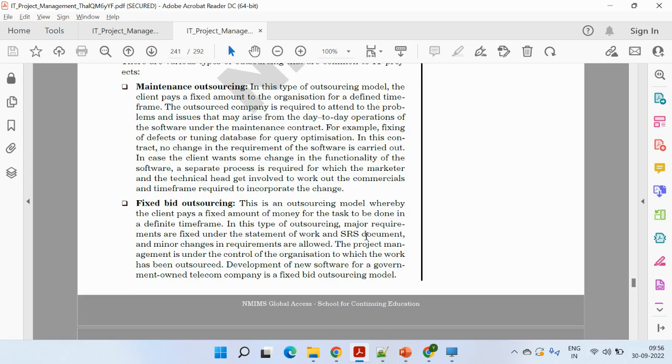Then next is fixed outsourcing. So here again the client pays a fixed amount for any particular task for a particular time frame. Like if they want that okay, I need to do this thing for 6 months, so they just start up with a small project and they just outsource it to some third party.